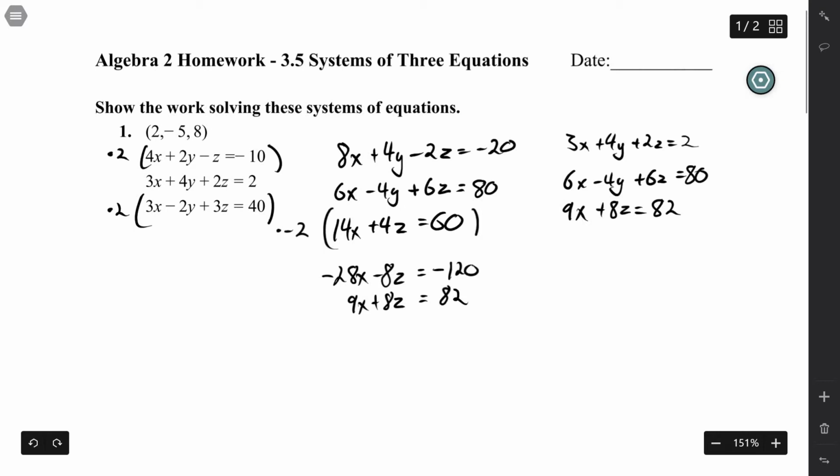I pretty much always have my calculator right next to me for these because I don't want to take negative 120 and add it to 82 in my head and mess up. So I'm just going to let a calculator do it. Same thing with the negative 28x and the positive 9x, I'm sorry. So let's see. If we take 9 and subtract 28 from it, we get negative 19x.